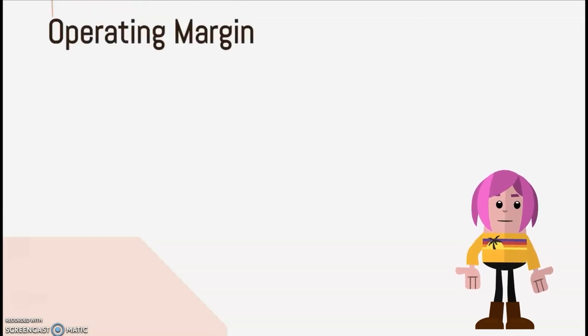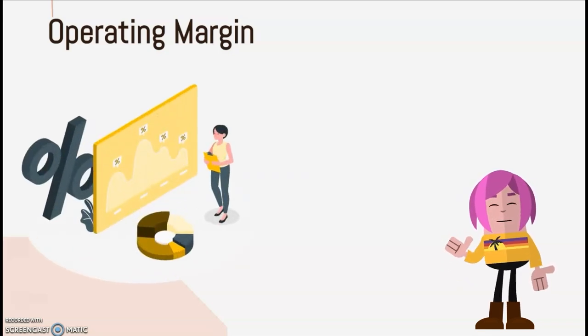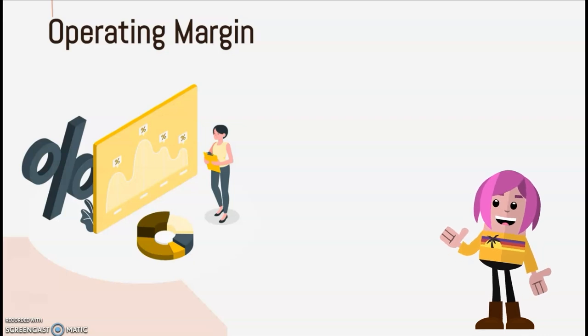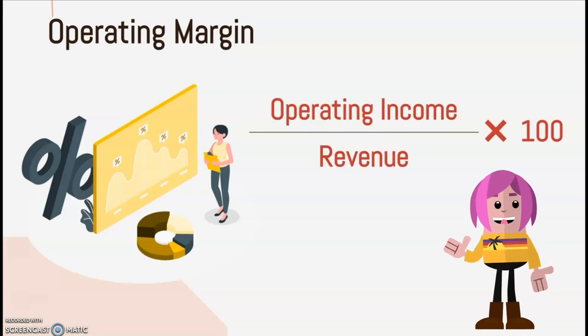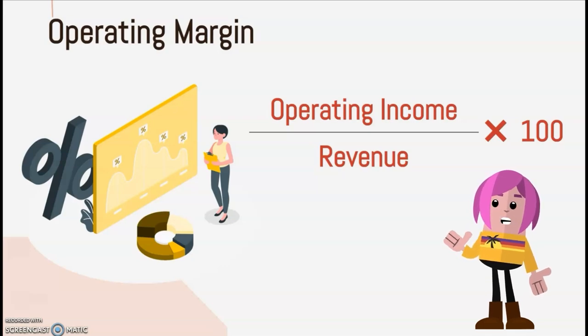Operating margin represents how efficiently a company is able to generate profit through its core operations. Higher margins are considered better than lower margins. The formula is operating income divided by revenue times 100.